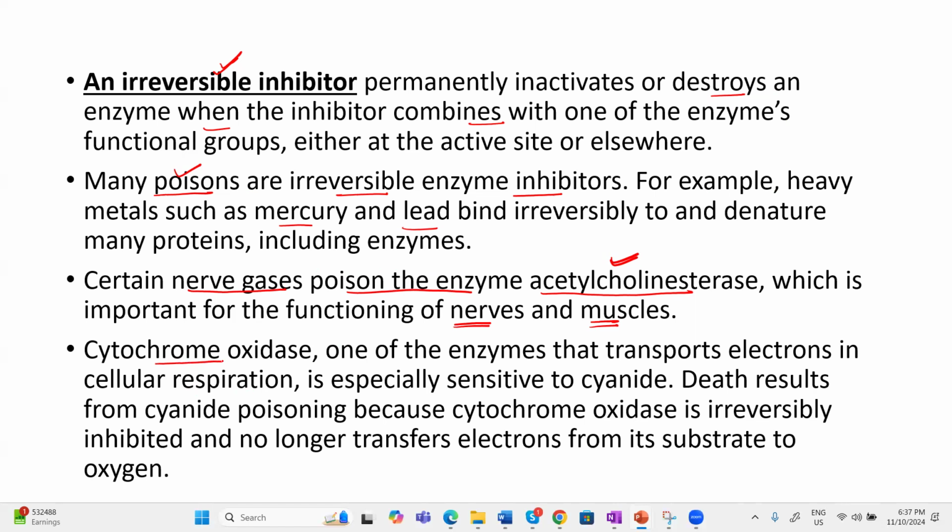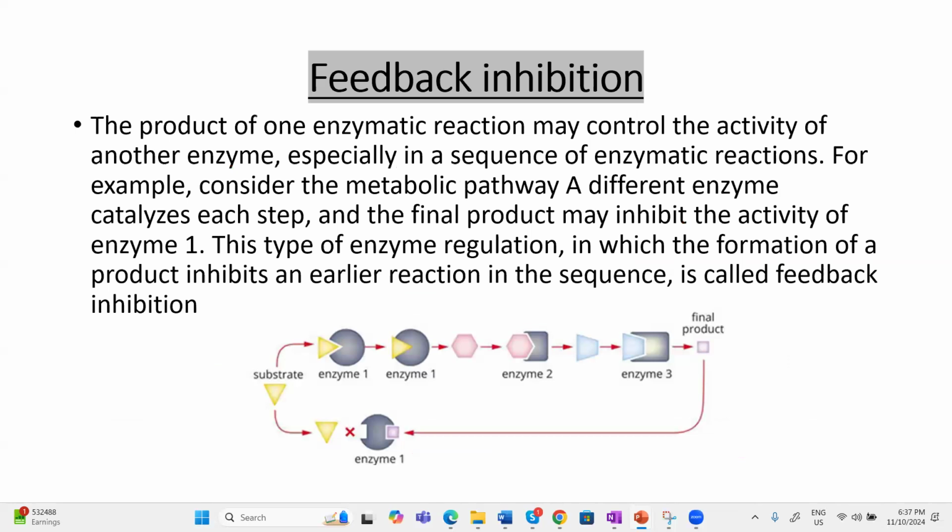Another example is cytochrome oxidase, which is used in the electron transport system. It is sensitive to cyanide. And what is the problem with cyanide? This enzyme is irreversibly inhibited and cannot transfer electrons from its substrate to oxygen. So up till here we understood reversible inhibition and irreversible inhibition. Reversible inhibition is of two types, competitive and non-competitive. Next, we are going to discuss feedback inhibition.